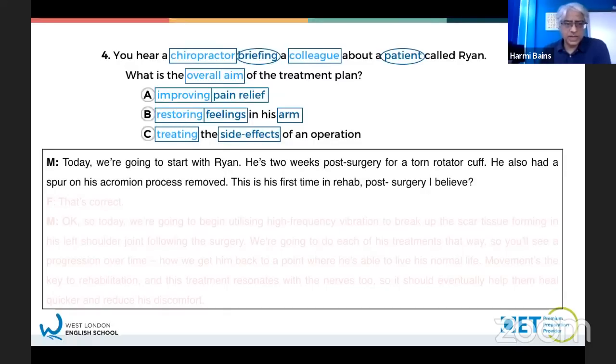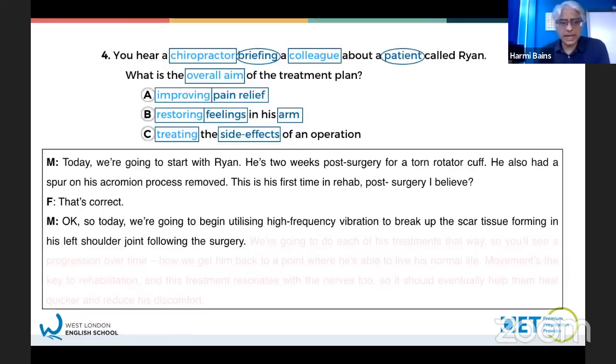He says, today we're going to start with Ryan. He's 2 weeks post-surgery for a torn rotator cuff. He also had a spur on his acromion process removed. And this is his first time in rehab.